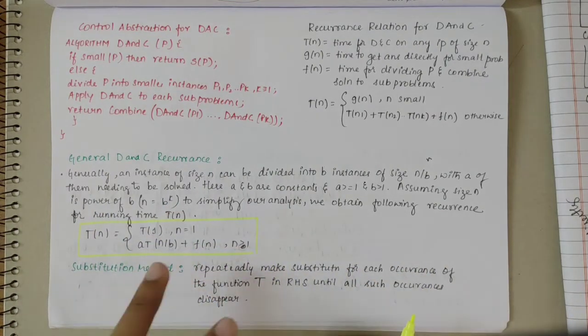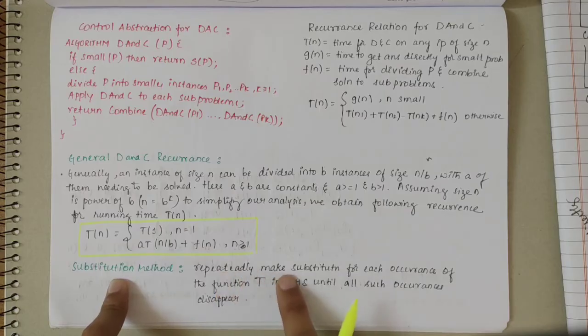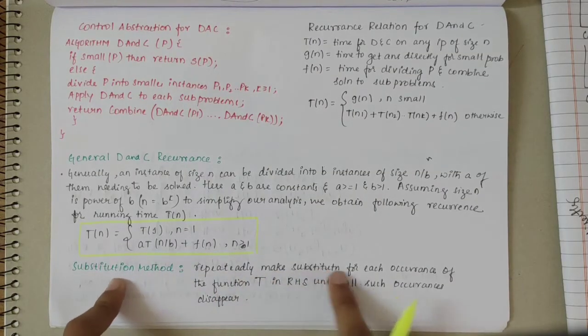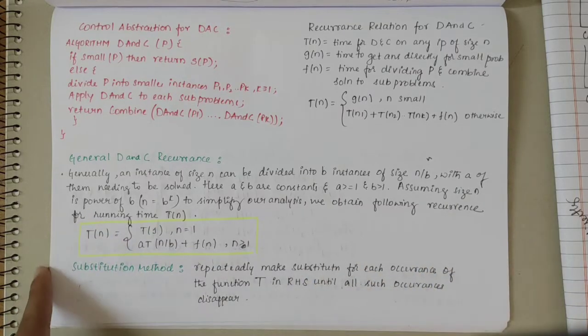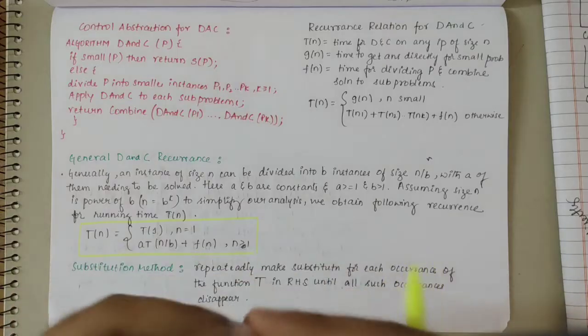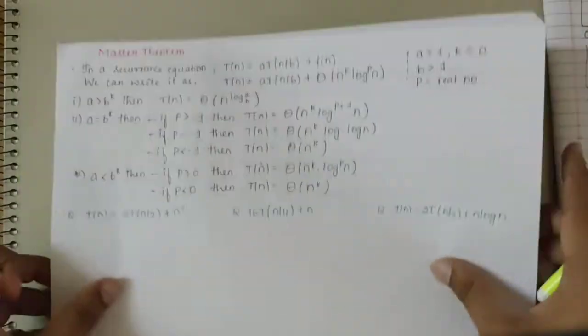So we have two ways of solving the recurrence relations. One is the substitution method. In the substitution method, you repeatedly make substitution for each occurrence of the function t in the RHS until all such occurrences disappear. That is, you solve all the subproblems here. That is what we do in a substitution method. Next, we have Master's theorem.